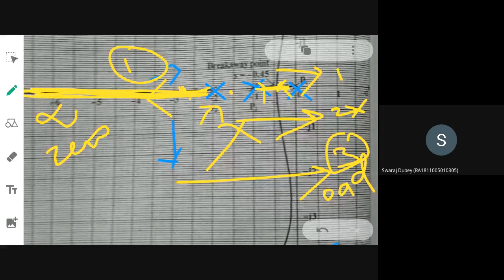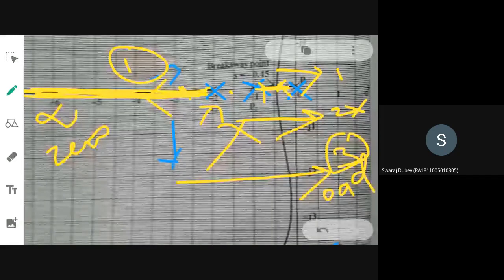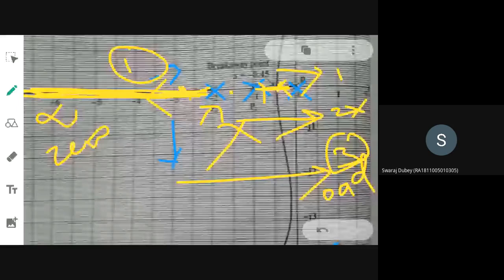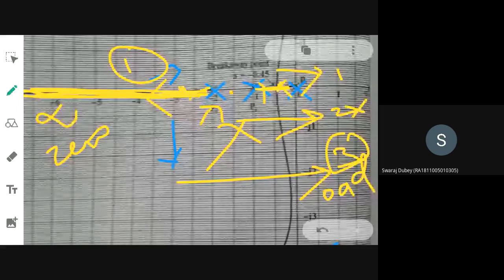How many branches are left out there? 1 now. Total number of poles is 3, so accordingly you will be having 3 branches. One branch already I have done. Of the 2 other branches, one will start from this pole and the other one will start from here. Okay, understood? This is second step.